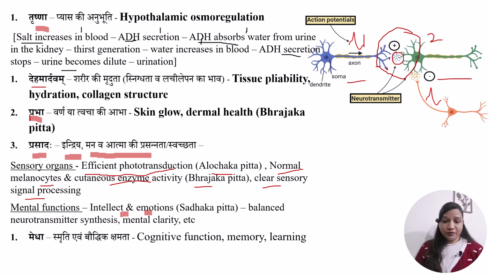So that's how it performs its mental functions, or indriya or man ki prasannata it gives. And Pitta is also responsible for mental clarity, again by the proper synthesis and regulation of neurotransmitters. The last function is medha. Again the same thing that we have already discussed, the synthesis of neurotransmitters. When the proper synthesis and regulation of neurotransmitters occurs, all the mental or cognitive functions, memory, learning, everything happens normally in the body.